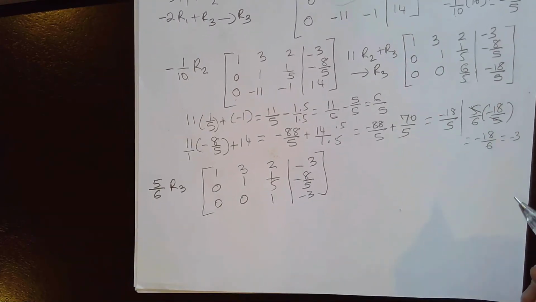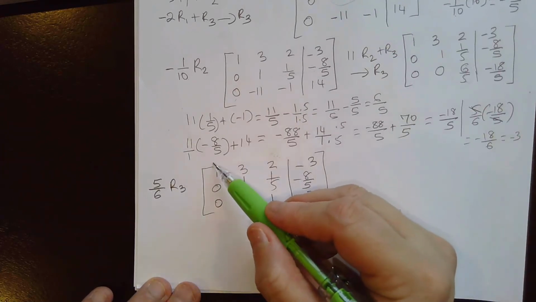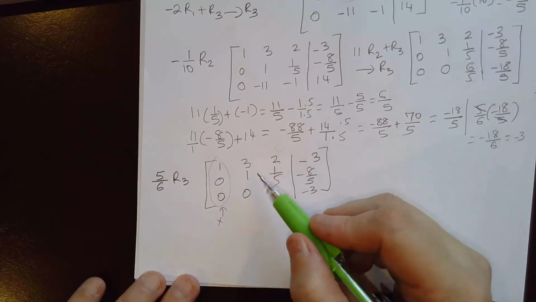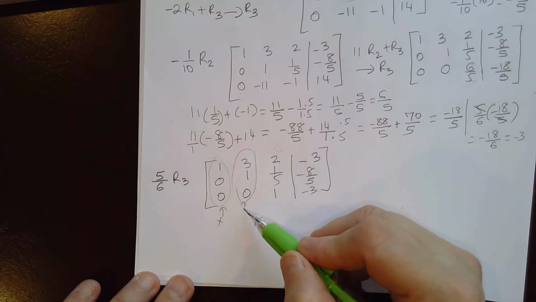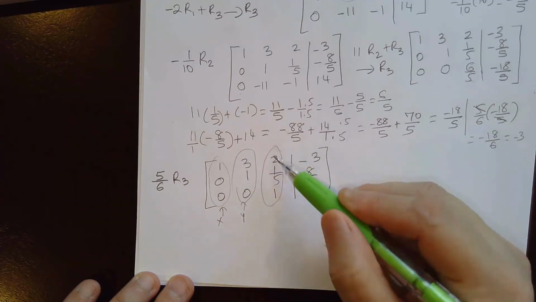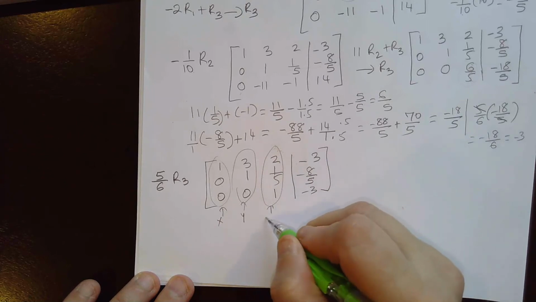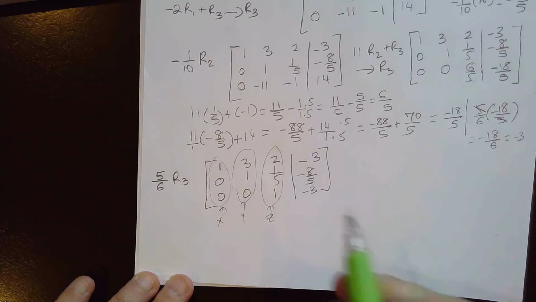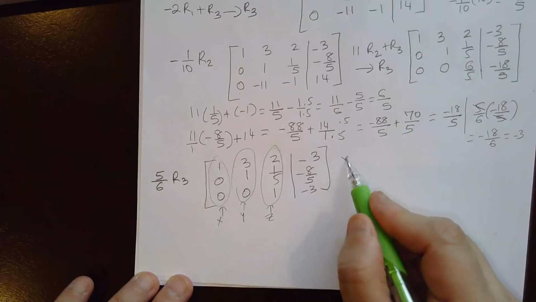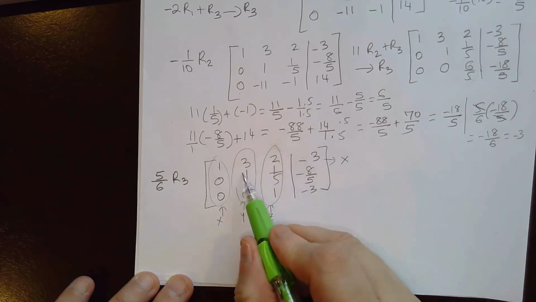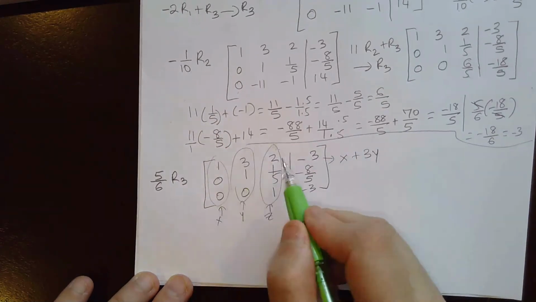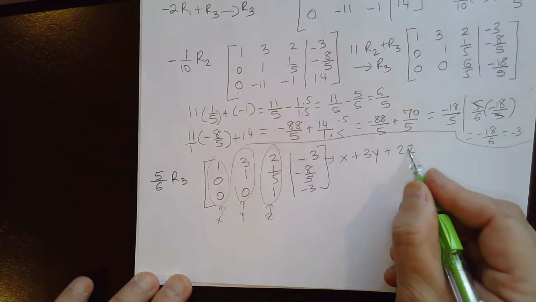So now we write the corresponding system of equations. Remember, the first column represents the coefficient of the x variable. The second column represents the coefficient of the y variable. And the last column, the third column, represents the coefficient of the z variable. So let's do this. We have 1x, or x, plus 3y plus 2z equal to -3.